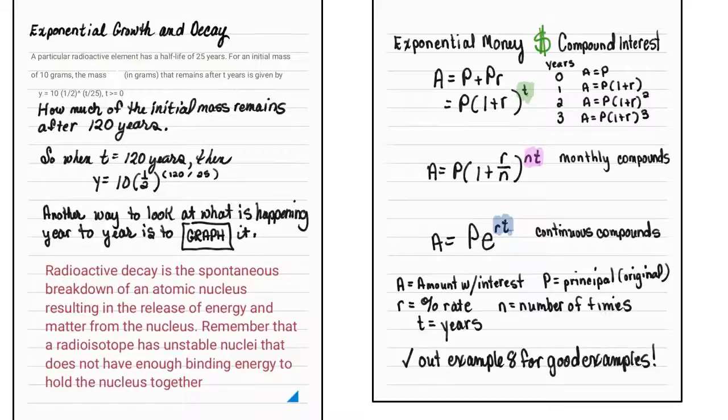Radioactive decay is a spontaneous breakdown of an atomic nucleus, resulting in the release of energy and matter from the nucleus. Remember that a radioisotope has an unstable nucleus that does not have enough binding power to hold the nucleus together.